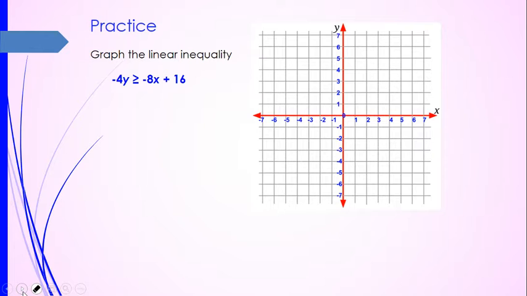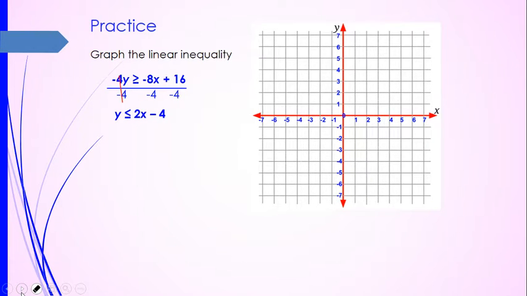So one last practice. Graph this linear inequality: -4x is greater than or equal to -8x plus 16. Step 1. Get the inequality into slope-intercept form. It means I got to isolate the y on its left-hand side this time, and I got to do that in this case by undoing multiplying by -4, which is to divide everything by -4.